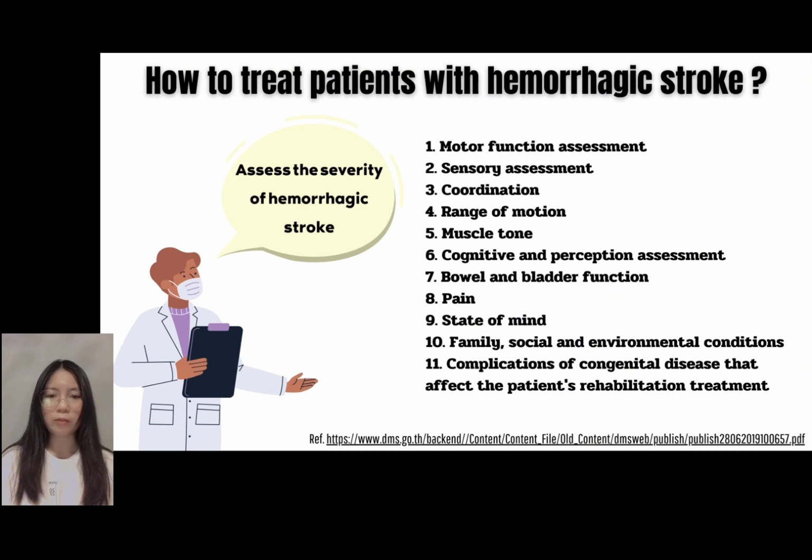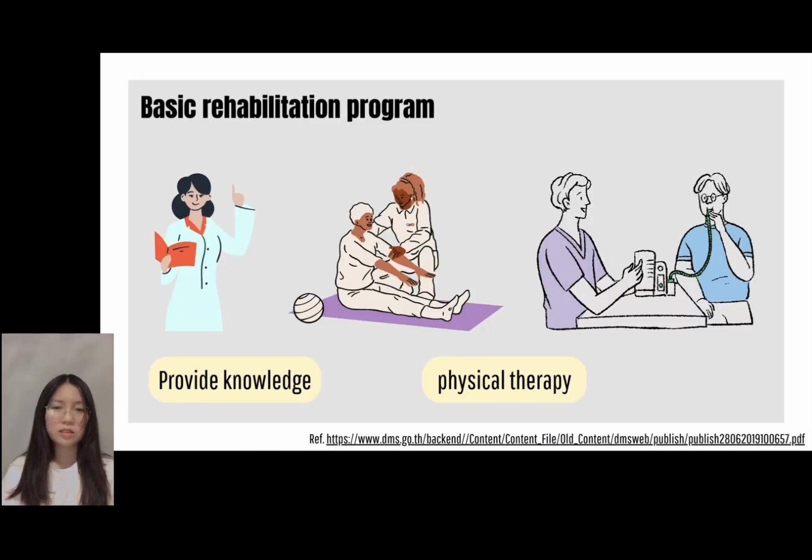7. Bowel and bladder function. 8. Pain. 9. State of mind. 10. Family, social and environmental condition. 11. Complications of congenital disease that affect the patient's rehabilitation treatment. Organize an initial rehabilitation program based on the patient assessment.